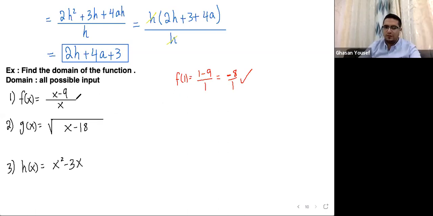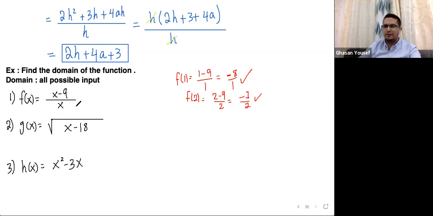What about 2? If I plug 2 inside this function, f of 2, the same thing, it gives me a value: 2 minus 9 over 2. And 2 minus 9 is minus 7, so minus 7 over 2. So it still gives me a value. And if I keep going, like 3, 4, 5, it will still give me a value.